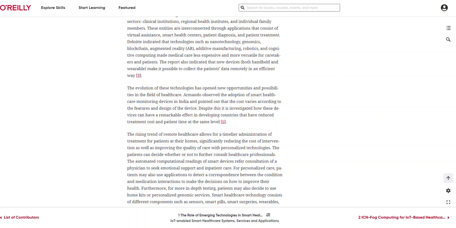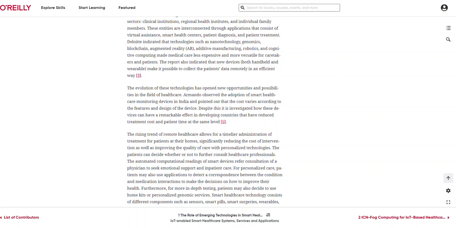Third, there's cost reduction. By shifting care from hospitals to the home through remote monitoring and early detection, hospitals can reduce admissions or readmissions, manage chronic conditions more effectively, and free up critical resources. And finally, IoT enables personalized medicine. Continuous health data helps clinicians tailor treatments to each patient's unique physiological patterns and responses.